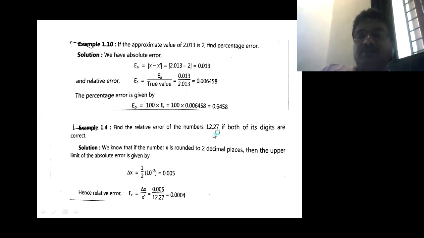The number is rounded to two decimal places, and therefore the absolute error is this. And then relative error is what? Absolute error divided by true value, or the value of the number, which is 12.27, and this is the relative error. So the question is: find the relative error. So the answer is 0.3 times 10 raised to minus 4. This is the relative error.